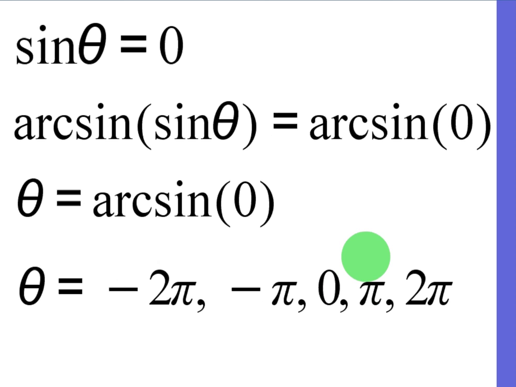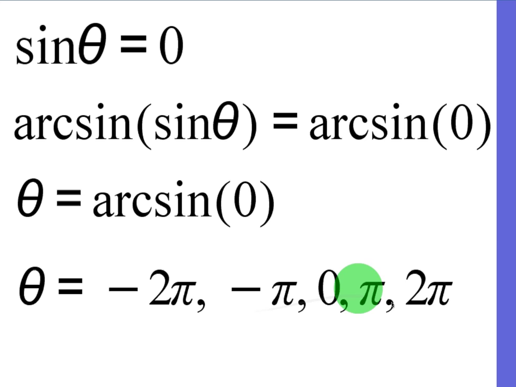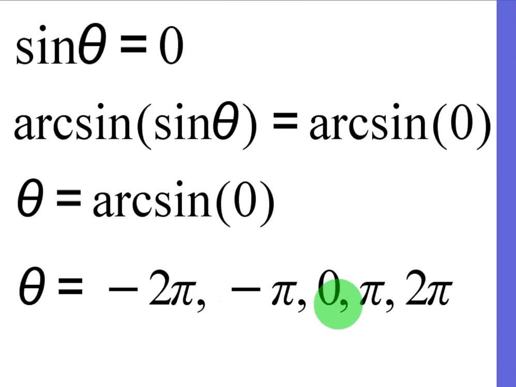Now remember, we have to set the other factor equal to 0, so 1 minus cosine of theta equals 0. Now fortunately for this one, we add cosine of theta, we take the inverse cosine. What's inverse cosine of 1? What does cosine equal 1? Well, it's only on multiples of 360. Remember, it's not at 180 because it'd be negative 1 on the unit circle, so negative 2 pi, 0, and 2 pi. So fortunately, we just got some overlapping critical values. We don't have to do them twice. It's the same critical value. So basically, we'll just be focusing on these 5.